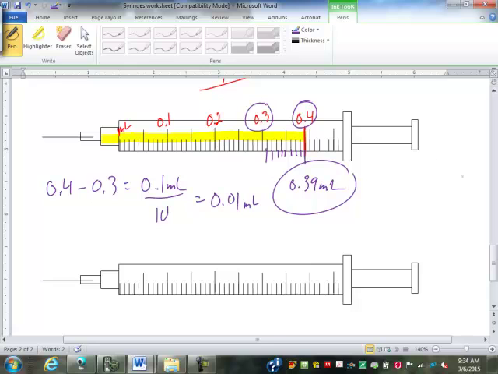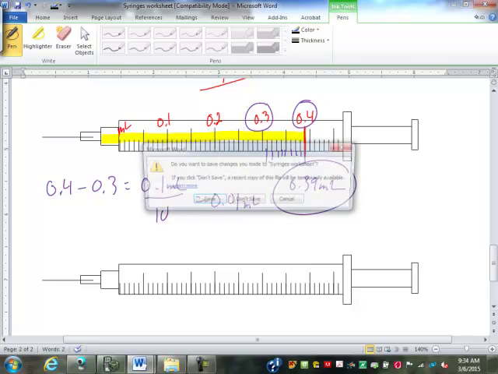How do you guys feel about syringes? Okay with the scales and stuff? Anybody want to see another example or two? Okay. That's one I don't want to beat to death, because most of you can read a ruler, you can read a syringe.